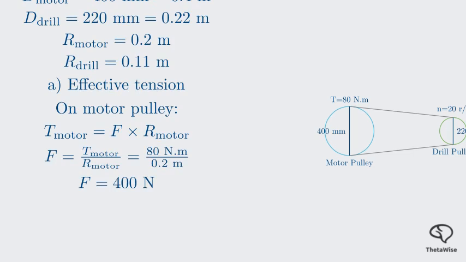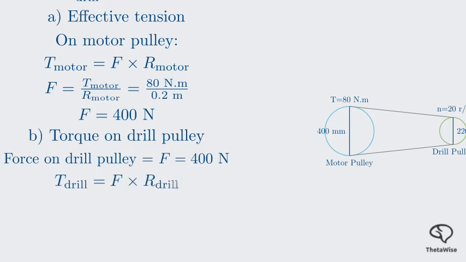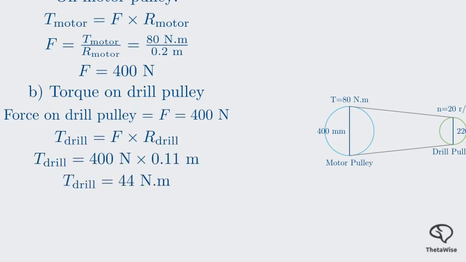Now for part B, the torque on the pulley of the drilling machine. Assuming the rope is massless and there is no slippage, the tension we just calculated, 400 newtons, is transmitted to the drilling machine pulley. So, the force acting on the drill pulley is 400 newtons. Now we can calculate the torque on the drill pulley, T-drill, using T equals F times R. T-drill equals 400 newtons times 0.1 meters, the radius of the drill pulley. This results in a torque of 44 Newton meters on the drilling machine.